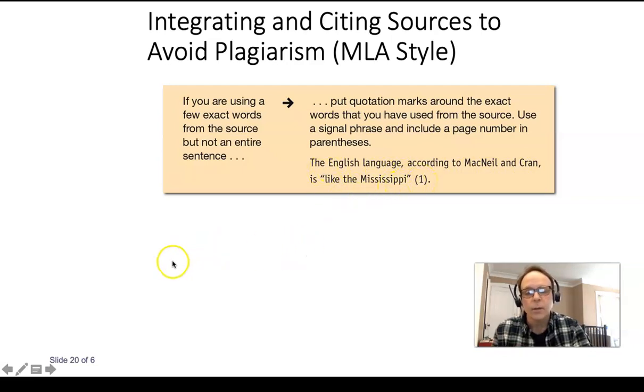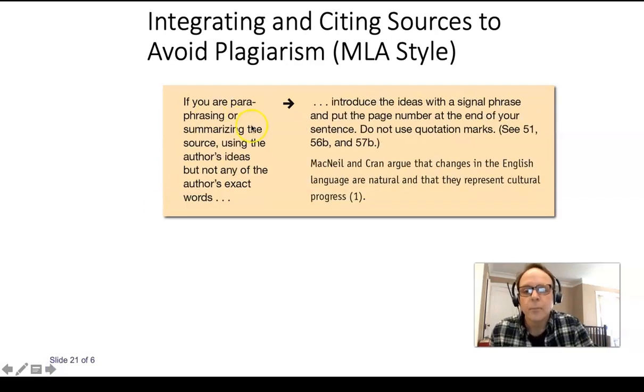Again, this is just different ways of using your sources, integrating them in without committing plagiarism, which is using somebody else's ideas without giving them credit. If you're paraphrasing or summarizing the source, so paraphrase. So sometimes we might think, oh, I'm using my own words. I put it in my own words. But if you're still using their ideas, even if you're not using their exact words, it's still plagiarism unless you give them credit.